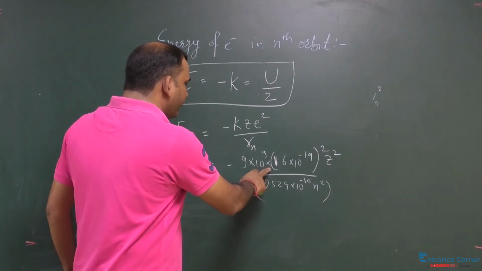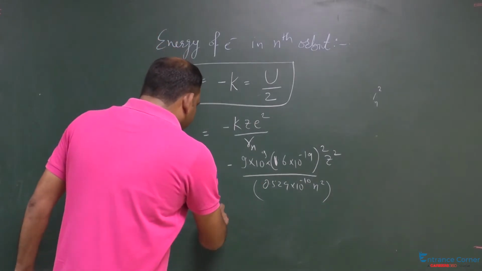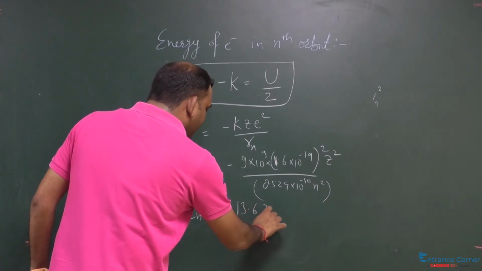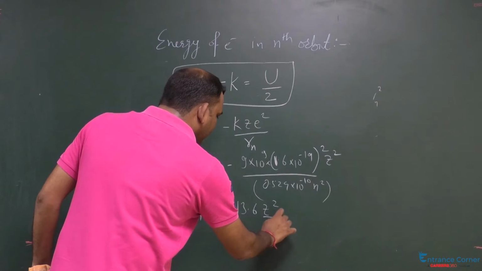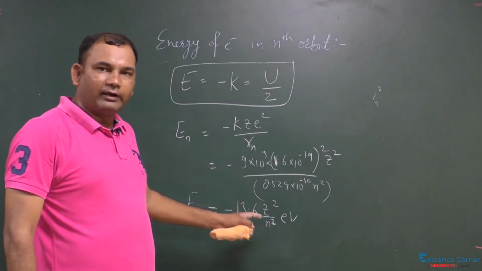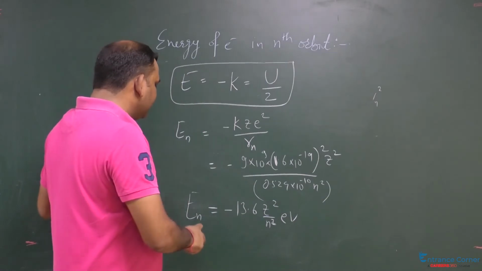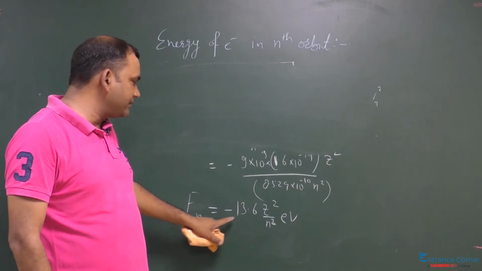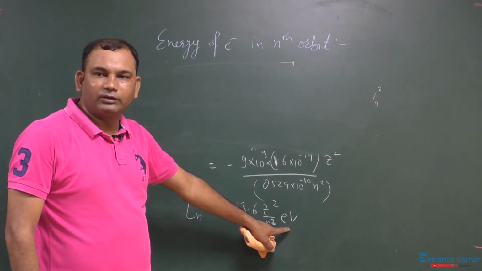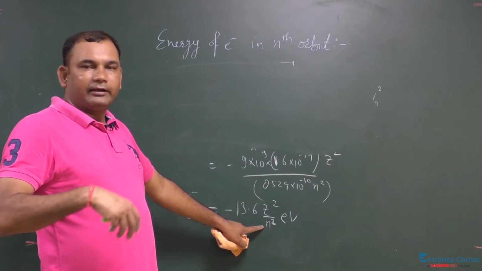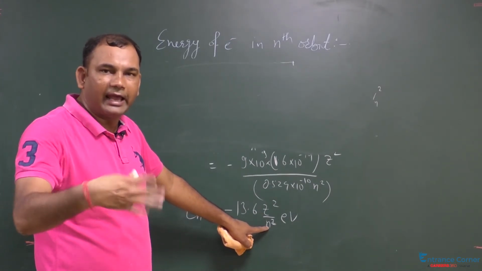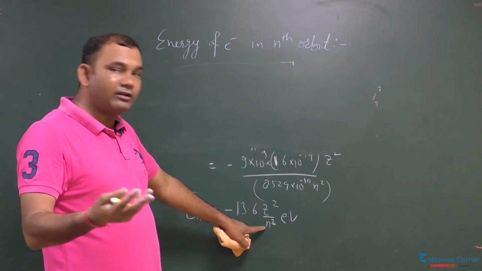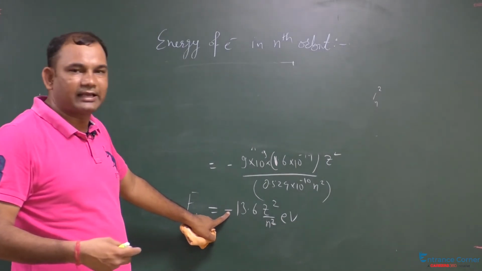Now, these are all numerical values. So, the energy of the nth orbit is minus 13.6 into Z square by n square electron volt. We calculate the energy in electron volt. As the number of orbits increases, that is n increases, does the energy increase or decrease? It will always increase, because the minus sign is there.